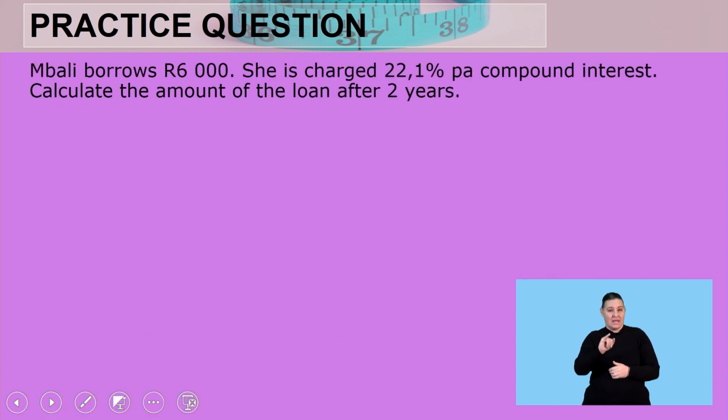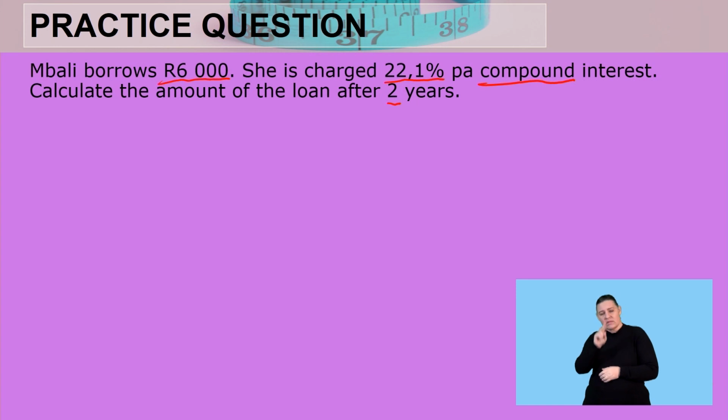Mbali borrows 6,000 Rand. Remember again, borrowing, investing, doesn't really matter. The calculation is exactly the same, whether it's simple interest or compound interest. Let's take a look at this. She's charged 22.1% compound interest now. So, here's the other side of the coin. Calculate the amount of the loan after 2 years.